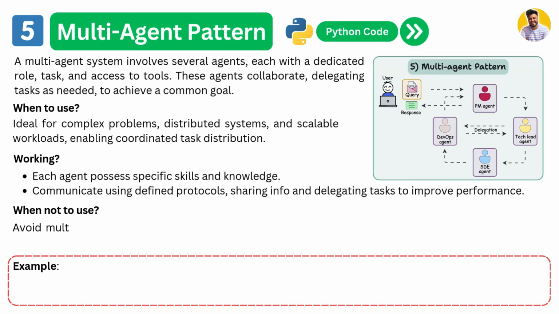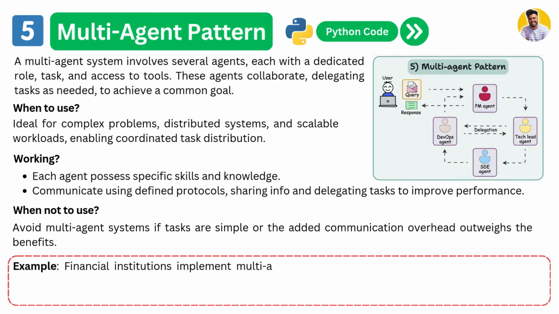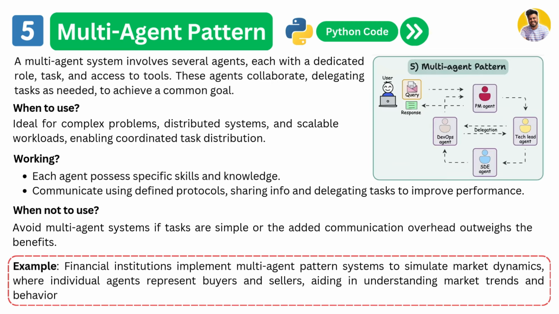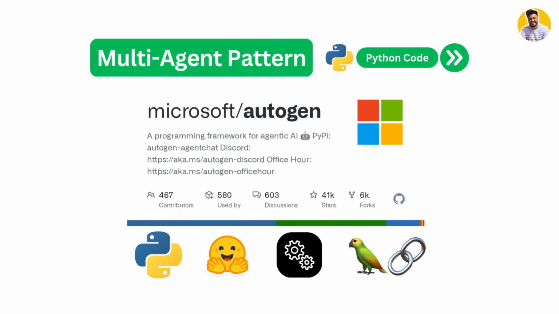You can avoid using this pattern if the tasks are simple or the added communication is an overhead or overkill for your model. The best example for this is financial institutions, where we can implement a multi-agent system to simulate market dynamics, where individual agents represent buyers and sellers, aiding in understanding market trends and behaviors. So multiple agents do the work and can give you the proper output at the end. Now let's implement it using Python and an agentic AI framework.